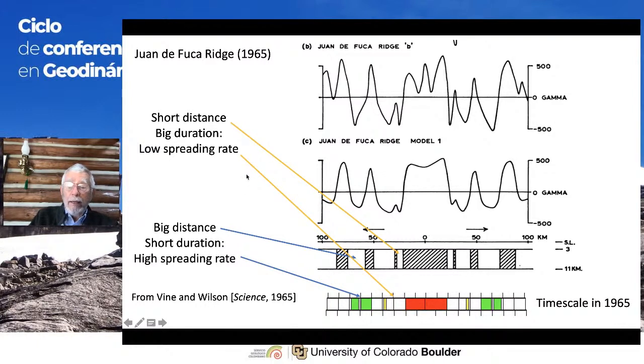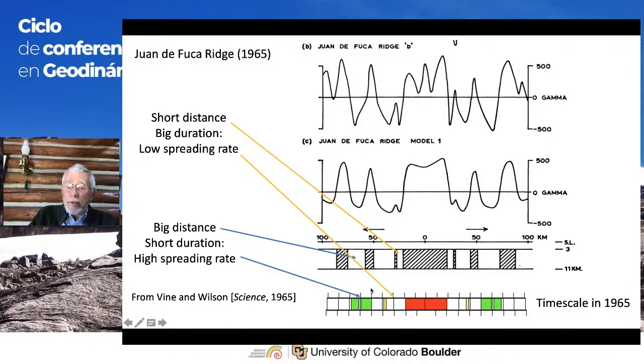Now, at that time, the time scale looked like this. There was no Jaramillo event. And so this short distance in here between this normally polarized material and this next normally polarized material had to be explained by a long period of time. This was the next normally polarized interval, so this was correlated with that. And similarly, they had these two bumps, these two normally polarized intervals, because that's what they calculate to fit these data up in here. There's a long distance between them, but there's only a short interval of time.